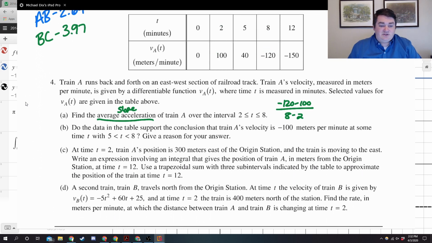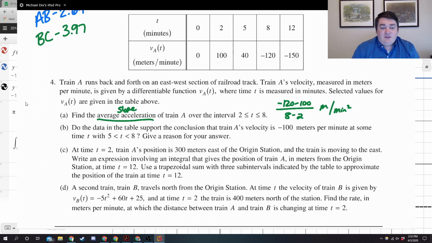If I decide I want to later, I can always come back and simplify, but for now I'm happy with that. What are my units? Let's think about this. Velocity is measured in meters per minute, so acceleration would be meters per square minute.